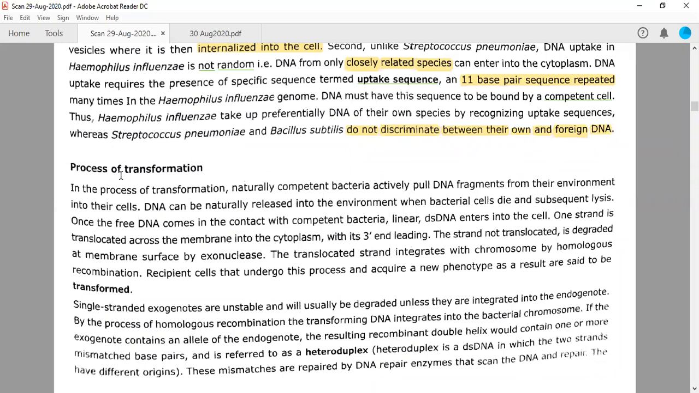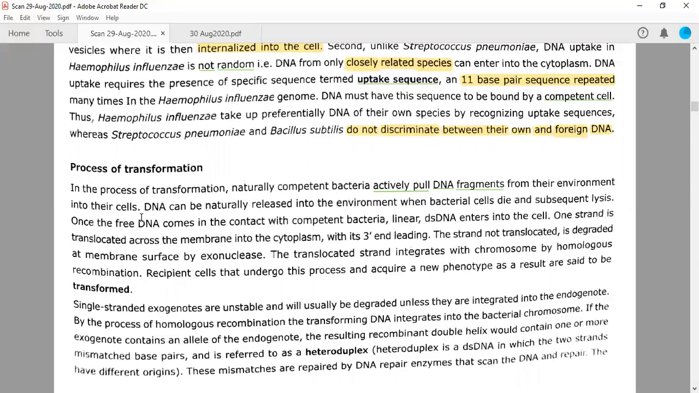So the process of transformation, how it is actually happening, it is saying the same thing that I showed you in the diagram. So in the process of transformation, naturally competent bacteria actively pull DNA fragments from their environment into the cell. It is showing that it is an active process, active pulling of DNA fragments. That's why I told you that it will use the energy of ATP while it is pulling the DNA from the environment into the cell cytosol. DNA can be naturally released into the environment when bacterial cells die and subsequent lysis takes place.